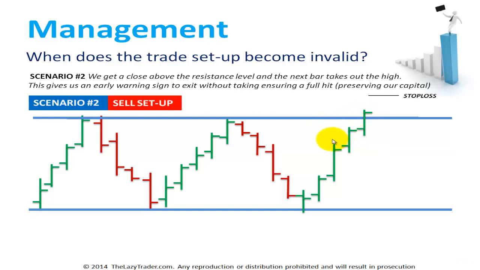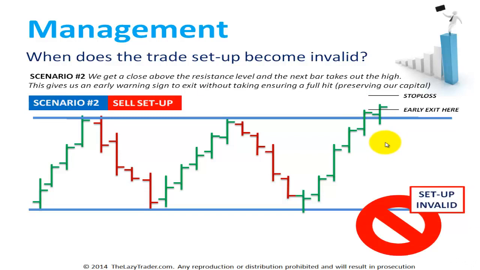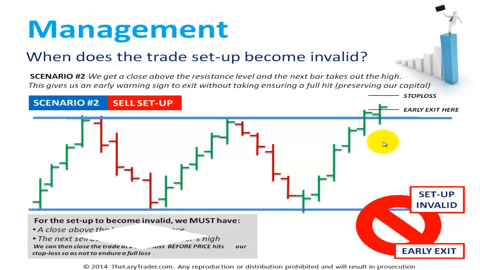So this setup is only invalid if the next bar after the bar which has closed above this level takes out the high of this bar which closed above it. So when it does, like so, we know to exit the trade prematurely without taking a full hit. And once again, this is so important in order to preserve our capital. Making money is one thing when the trade goes our way, but it's important to obviously know what to do and to minimize the downside when things don't go to plan. And of course, nothing is ever guaranteed in trading the markets, no matter how good the setup looks.